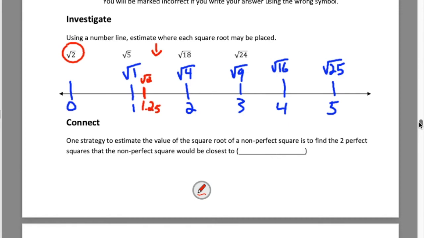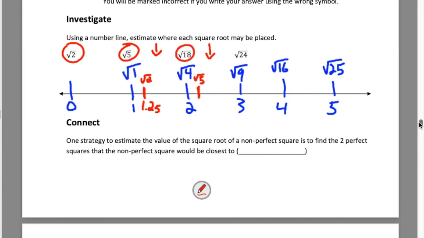The next one is the square root of 5. Okay, the square root of 5 is going to fit somewhere in this window because it's greater than the square root of 4, but less than the square root of 9. It's a little bit closer to the square root of 4 because if we think of numbers, 4, then 5. So I'm going to place the square root of 5 right here on my number line.